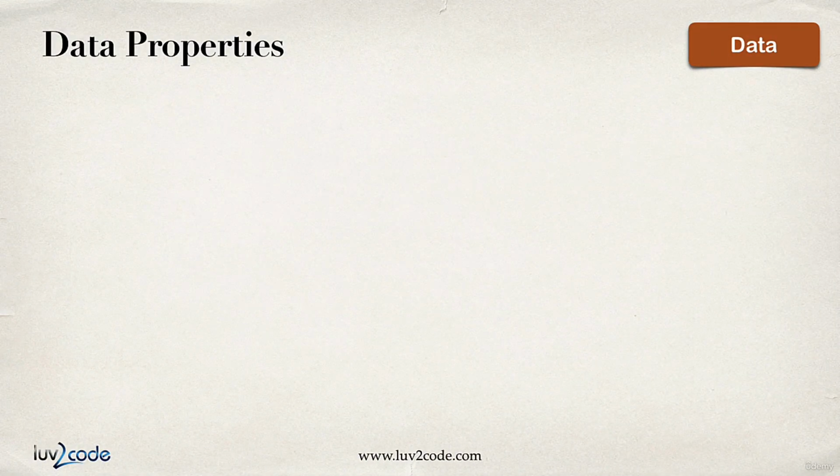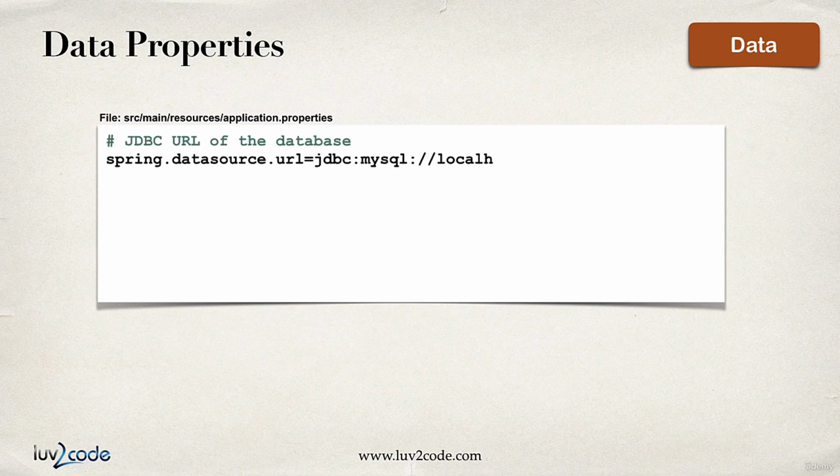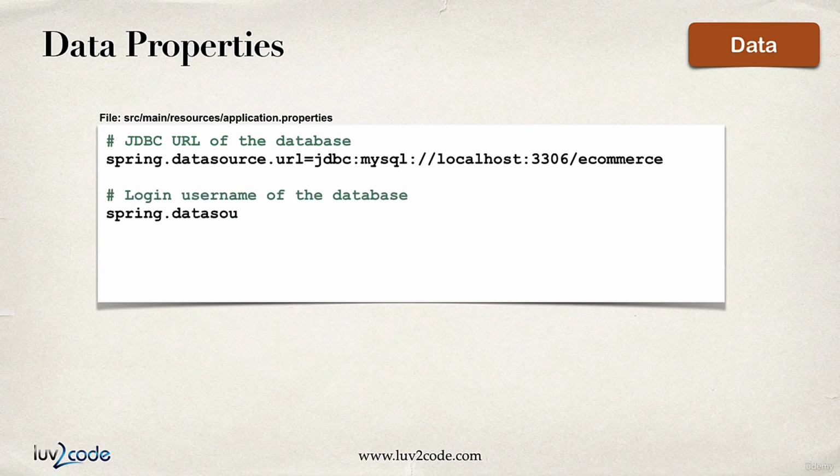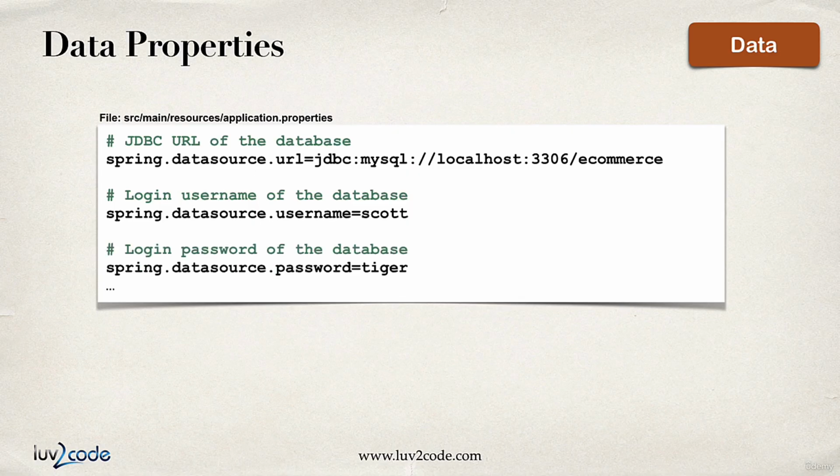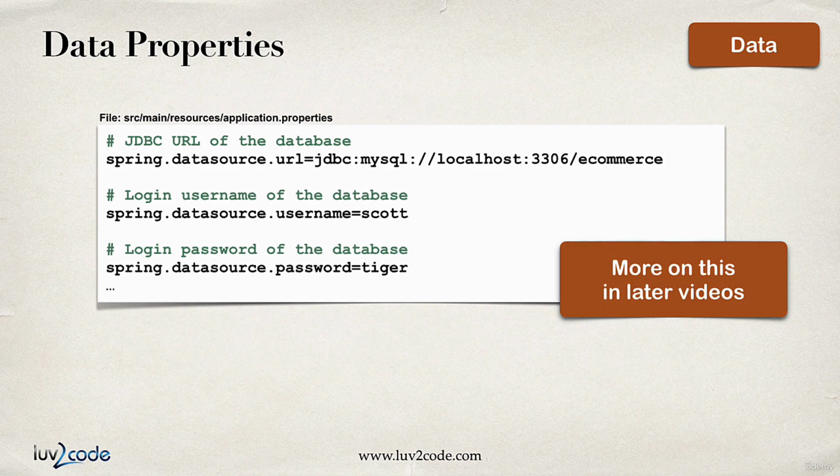And also Spring Boot has support for some data properties here. So in your application.properties file, we can set up the JDBC URL. So datasource.url equals jdbc:mysql://localhost/ecommerce. We can set up the username of scott and the password of tiger. And we'll get into more of this later when we move into Spring Boot for data access, Spring Boot data, and all that good stuff. We'll have slides and videos that cover how to use the data properties. So don't worry, I got you covered.